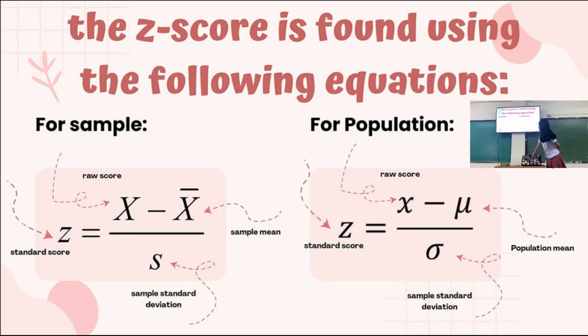The Z-score is found using the following equations. For a sample, Z is the standard score, X the raw score, the sample mean, and the sample standard deviation. For a population, Z is the standard score, X the raw score, the population mean, and the population standard deviation.